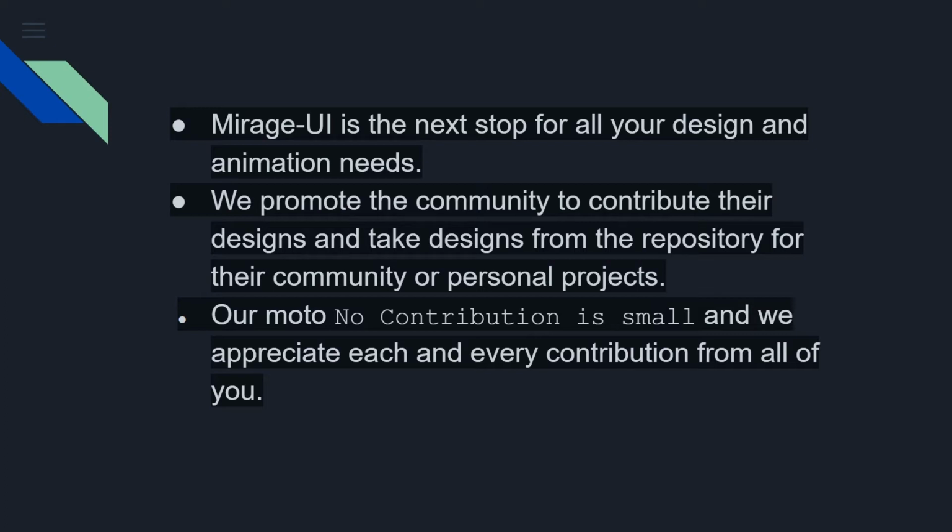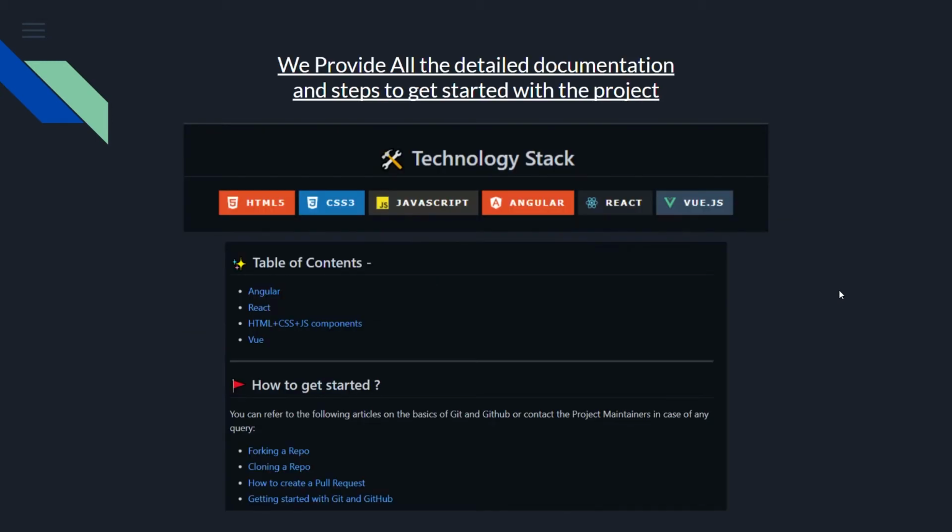We are an open source community. AlphaView is an open source community that has been developing projects along with our community members, and we promote open source by participating in various open source events such as PClub Summer of Code itself. So we encourage the community to contribute their designs and take designs from this repository to use for community or personal projects. Our motto is no contribution is small, and we appreciate each and every contribution from all of you. We also provide detailed documentation to all of our mentees.